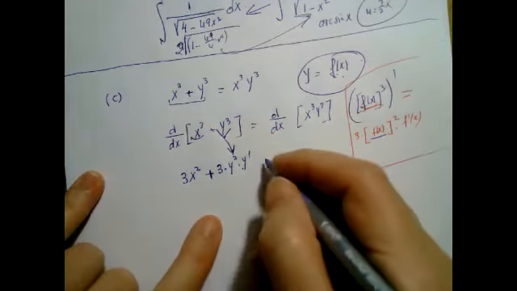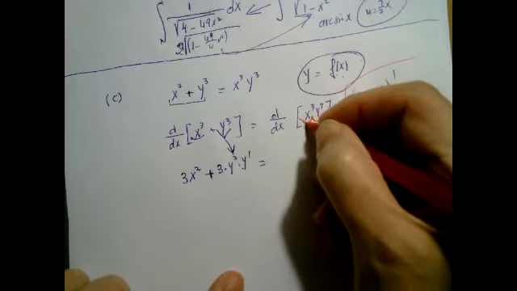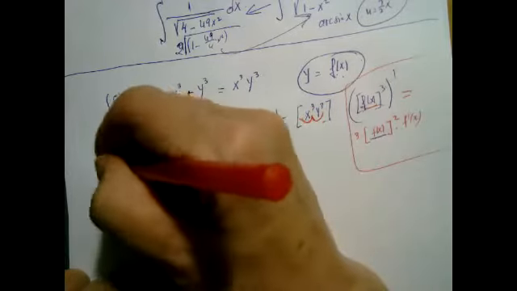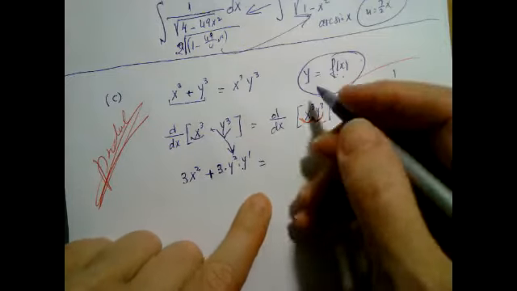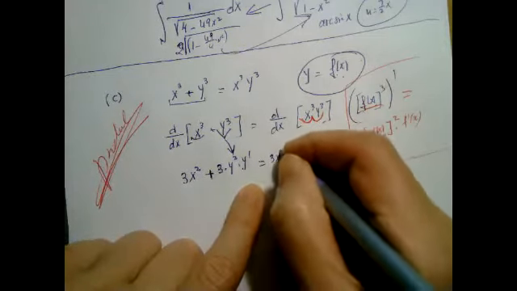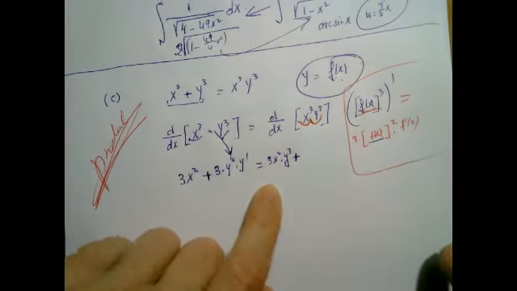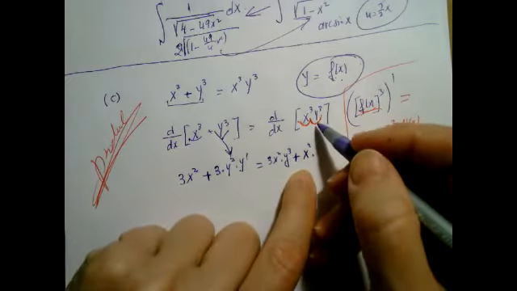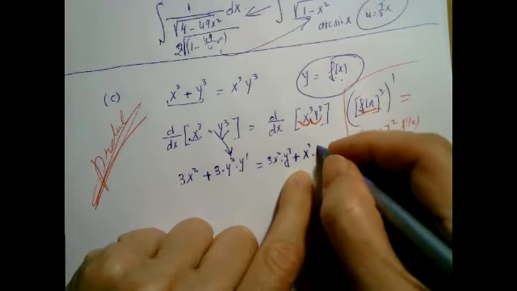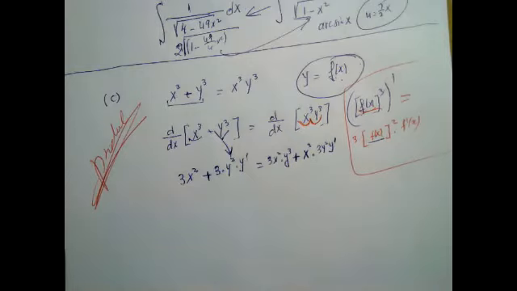This is equal to the derivative of x cubed y cubed. This is a product. Whenever you have a product, you have to use the product rule. Product rule tells me again the derivative of the first, 3x squared, times y to the power 3, plus x to the power 3 times the derivative of y cubed, which is again, we did it a minute ago, 3y squared y prime.